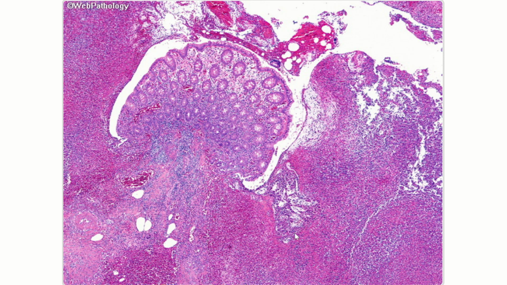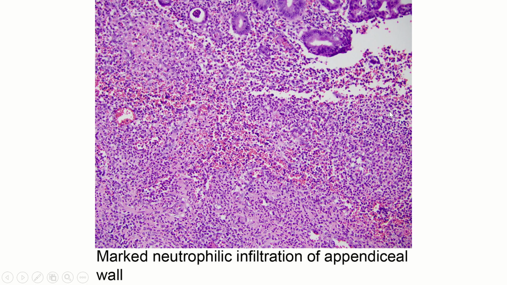Now when you go for the microscopy, you can see this is your normal mucosa, and here your mucosa is completely sloughed off. It's full of necrosis. So here you have only necrotic debris and neutrophil collection. So this is your abscess formation. This is a higher power view, where you can see the infiltration of neutrophils in the appendiceal wall.